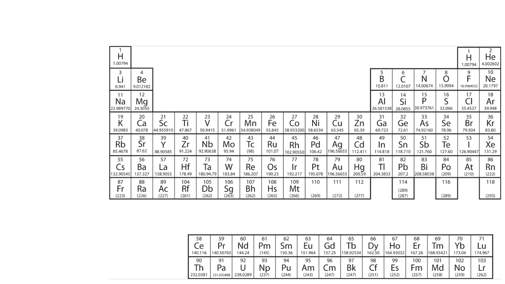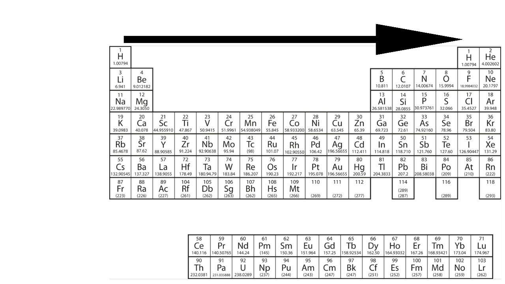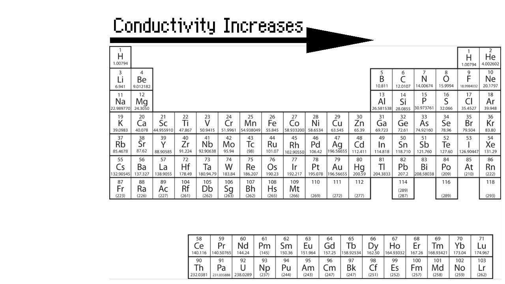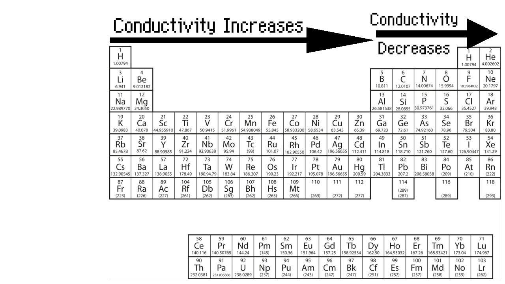Upon the periodic table, as the elements move right, the conductivity increases, however until it reaches metalloids. After that, it starts to decrease. And then there's no trend going downwards.